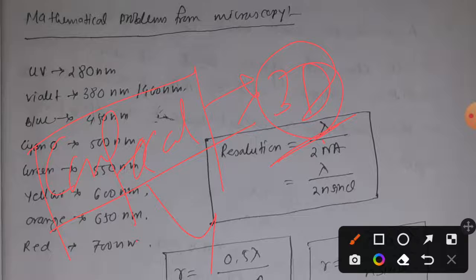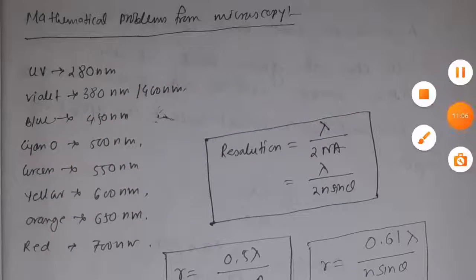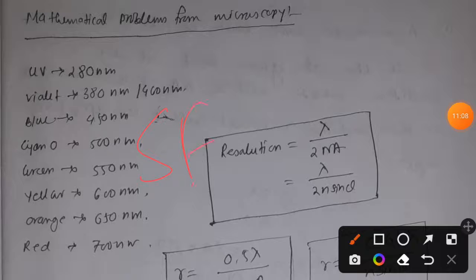Then another question that they can ask, which is very, very important and one of my favorites, is the difference between SEM versus TEM: scanning electron microscopy, transmission electron microscopy. They can also ask you how scanning electron microscopy generates a 3D image. So that is all about the things that they can ask you from electron microscopy.